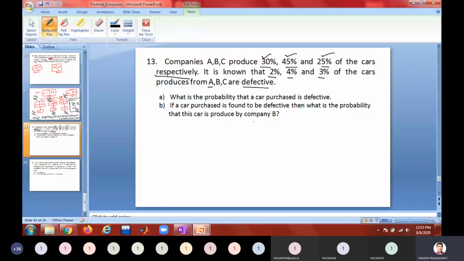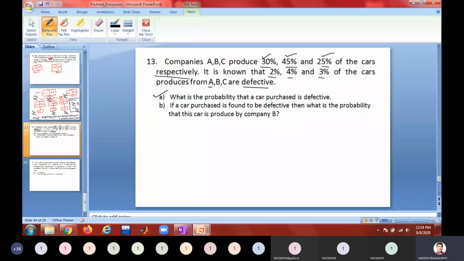Now what is the question asked? First question, read out: what is the probability that a car purchased is defective? So a person purchased a car. We don't know whether that car was produced by company A, company B, or company C. He found that the car is defective. What is its probability? What is the probability of finding the car to be defective? So how do we draw the tree diagram? You have a car.